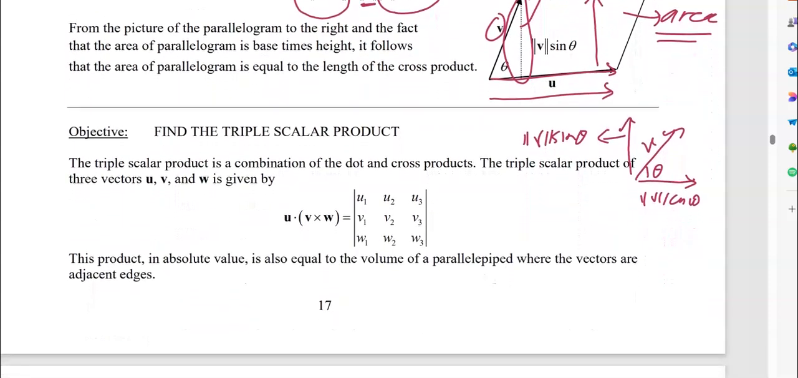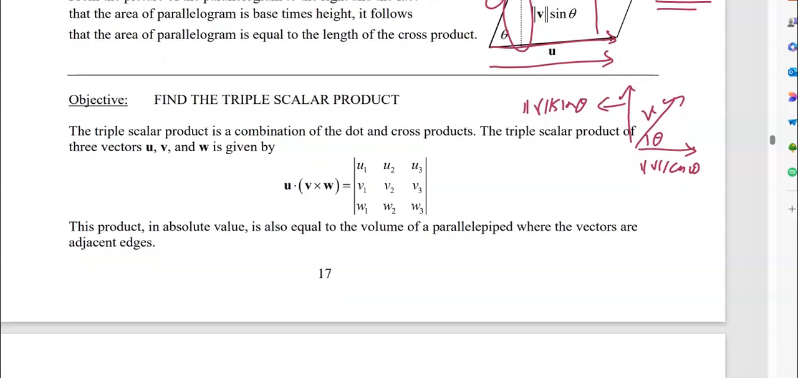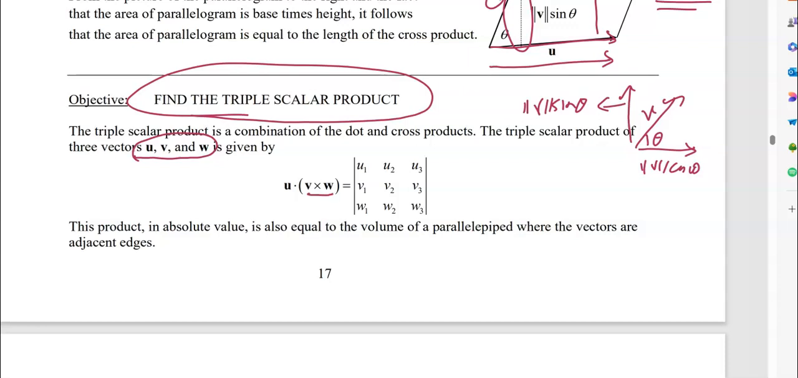One more thing, and then maybe I will do an example in a different video. This is the triple scalar product. Remember that we have three vectors u, v, w. u dot v cross w: you take the cross product of v and w, then dot with u. Or you can write u cross v and then dot with w. You could do that too. You're going to get the same result.